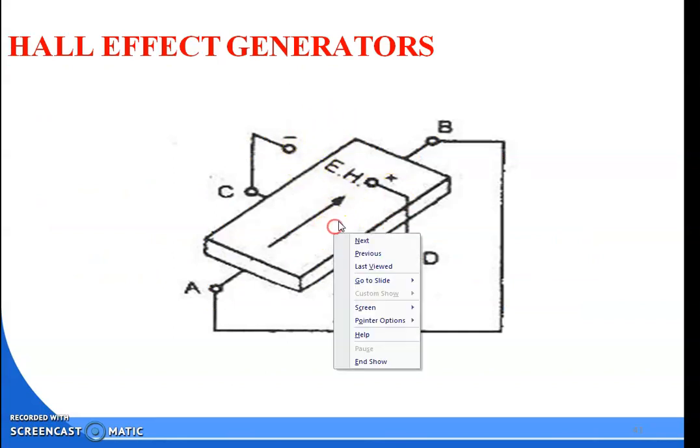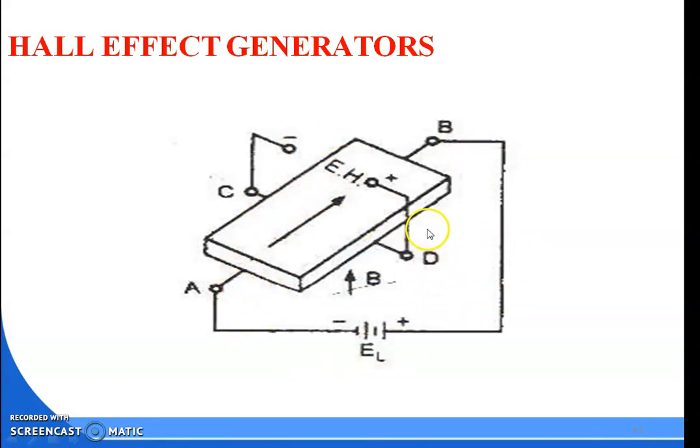See the diagram again. Here you are applying voltage across faces that are perpendicular to the magnetic field. Here you are applying A and B, a voltage that is EL. But ultimately the voltage is generated across the opposite faces C and D, that is EH. Clear, all of you? So this is known as a Hall effect generator.